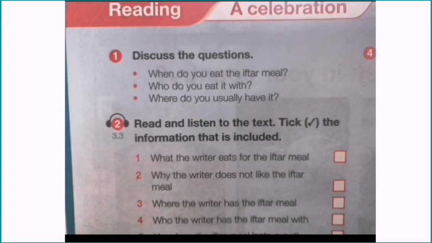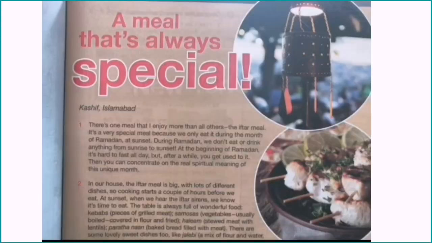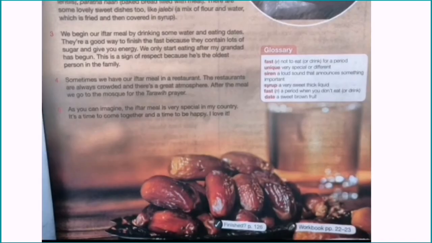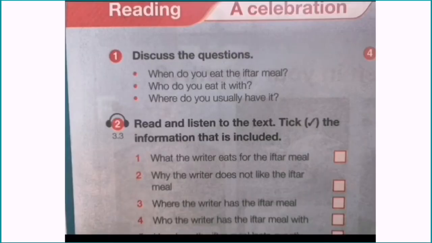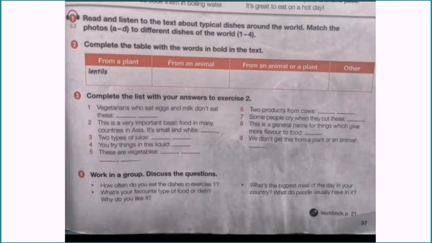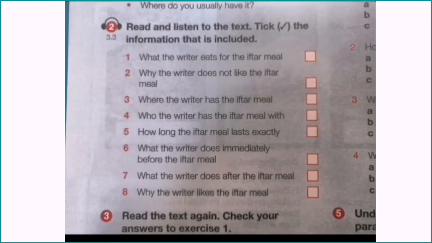Then there was reading and the topic was a celebration that's always special. It was written by Kashif from Islamabad. And then we read and listened to the text and ticked the information that was included. There were 8 statements.